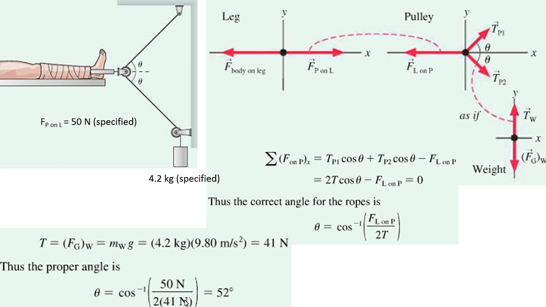And so we can go over now and put in the expression for theta. We can put the F of L on P, originally specified to be 50 newtons, divided by 2 times T. Well, that's 2 times 41 newtons because of the mass of the hanging weight. And that turns out to be 52 degrees.